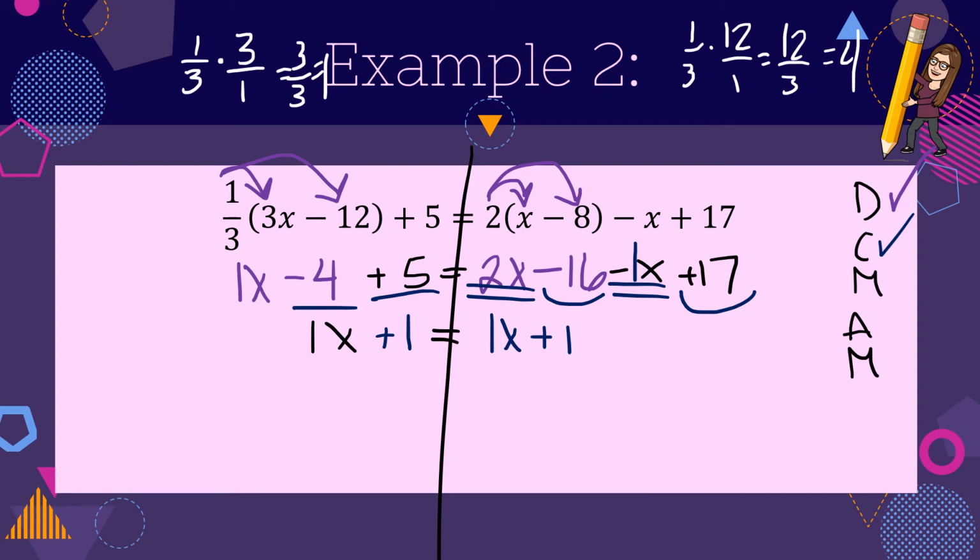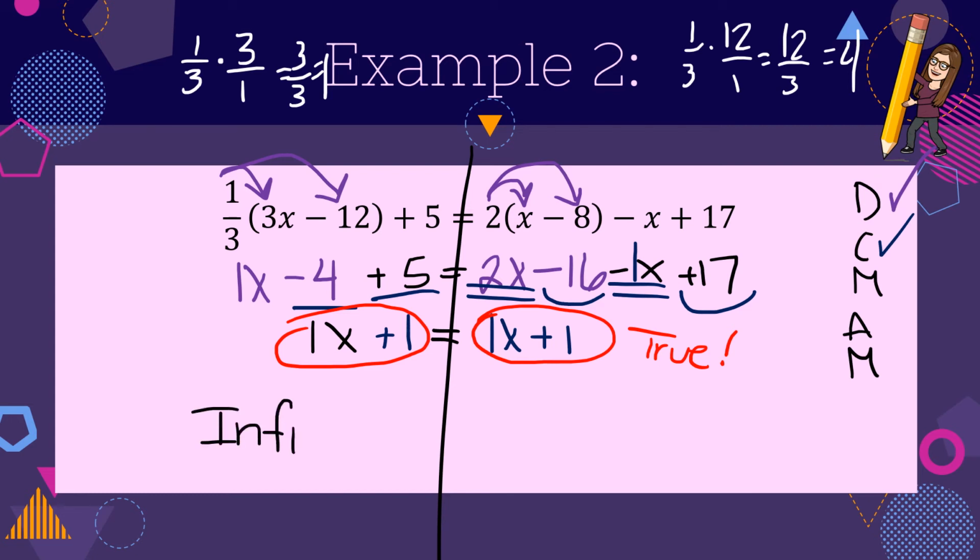What do you notice? We can stop here. If you see the pattern, you don't have to do the rest of the steps, because what do you notice here? Everything on the left is exactly the same as everything on the right. So it's already a true statement. So if you do keep going, that's fine. You're still going to get here. But if you notice that you have the same thing on the left and the same thing on the right, you can jump ahead and you can write infinitely many solutions.